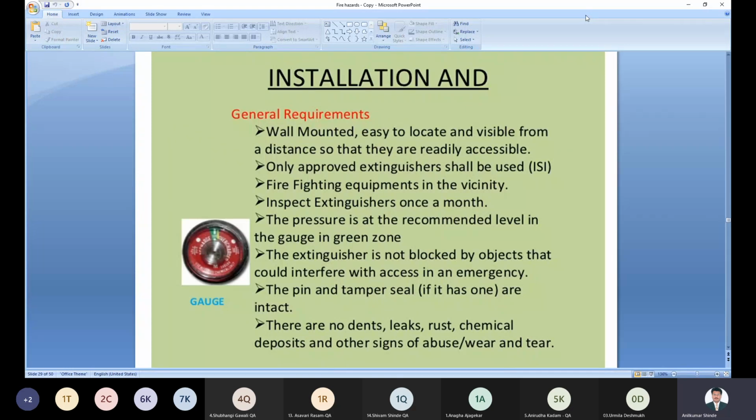For the firefighting equipment in the vicinity, inspect fire extinguishers once a month. The pressure should be at the recommended level, the gauge in the green zone, right? We can set the pressure in the fire extinguishers. The extinguisher should not be blocked by any object that would interfere with access in an emergency, and the orifice of the extinguisher should not be blocked, so it can be used in an emergency. The pin and tamper seal should be intact, and there should be no dents, leaks, dust, rust or chemical deposits after use.